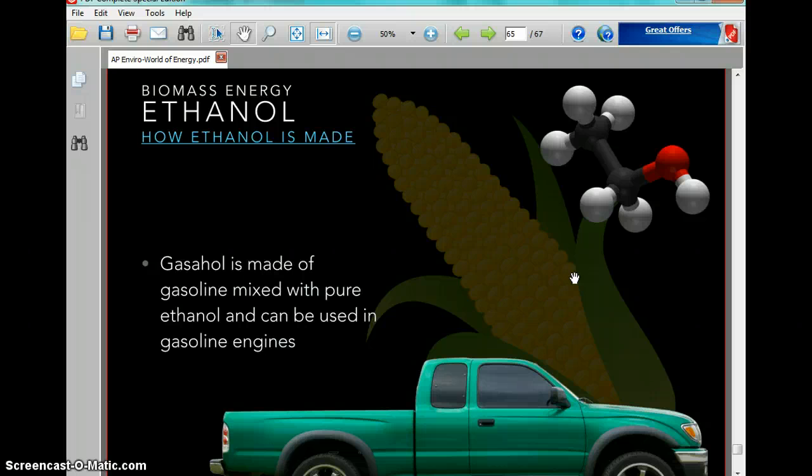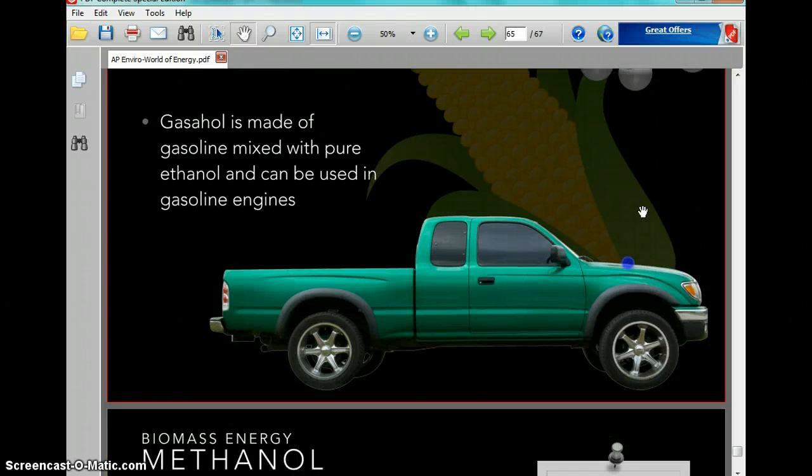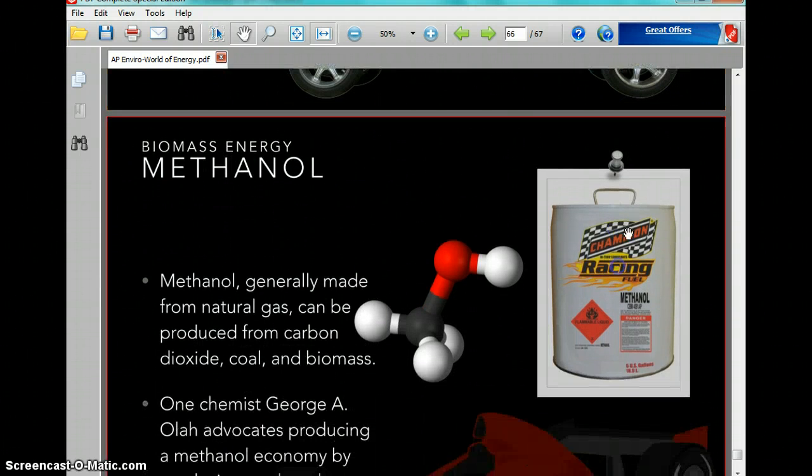We're also going to talk about two main types of biofuel. One is ethanol, and there was a video on how ethanol is made that had a better description. But basically the end product is called gasohol, which is gasoline mixed with ethanol in order to power gasoline engines. So instead of using 100% gasoline, you could use a 50-50 ratio or something along those lines, depending on the technology, and you'd be able to cut down on the use of fossil fuels.